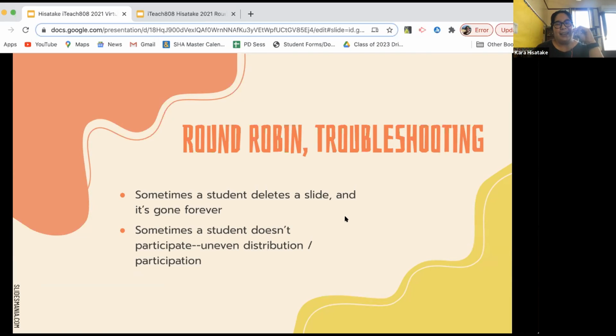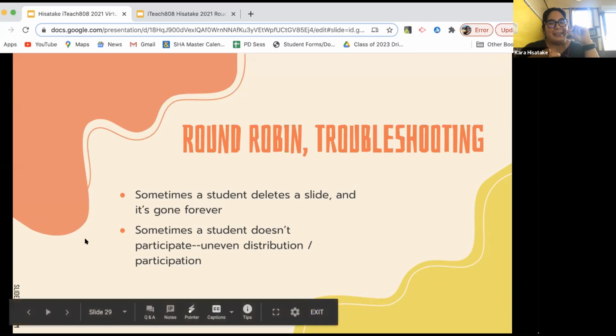And then sometimes a student doesn't participate. You'll know because you'll keep track of who's writing what. And it can create an uneven distribution or participation of who's getting feedback. So that's when I like to step in as an instructor and leave feedback for people that have very few comments, or someone who isn't paying attention. So I will step in and give them comments, especially when you're doing the actual round robin section of it. But that's basically it.